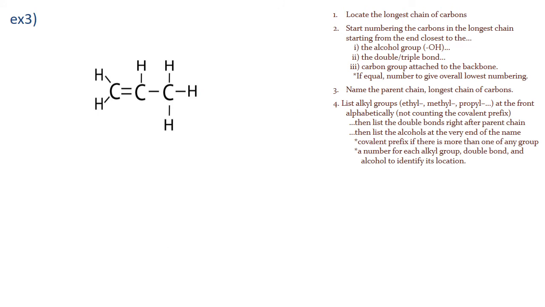We start by locating the longest chain of carbons. And if you said that's 3, that would be correct. And then I have to start numbering the carbons, starting from the end closest to the alcohol, and I don't have one of those. So I'll start from the end closest to the double bond, and I do have one of those. So I will number my carbons 1, 2, 3, starting from the left-hand side. Now I write the name of the parent chain. 3 carbons is called prop.